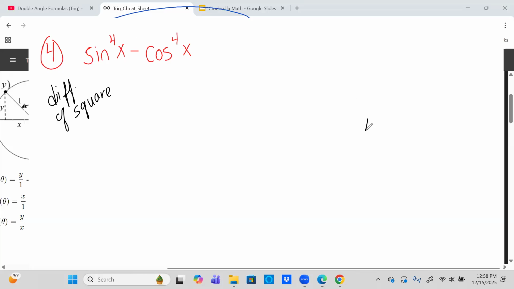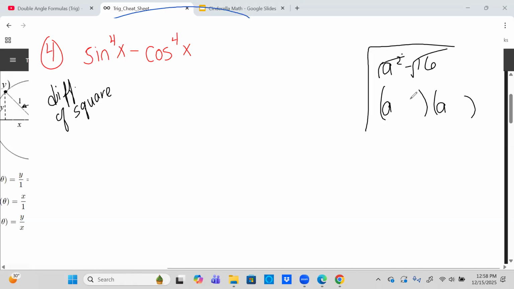If it doesn't, real fast, just pretend for a second that we had a square minus 16. You split that into 2 pieces. You take the square root, which would be a and a. You take the square root, which would be 4 and 4. You give 1 a plus, 1 a minus. That's difference of squares. So that is what we have here.